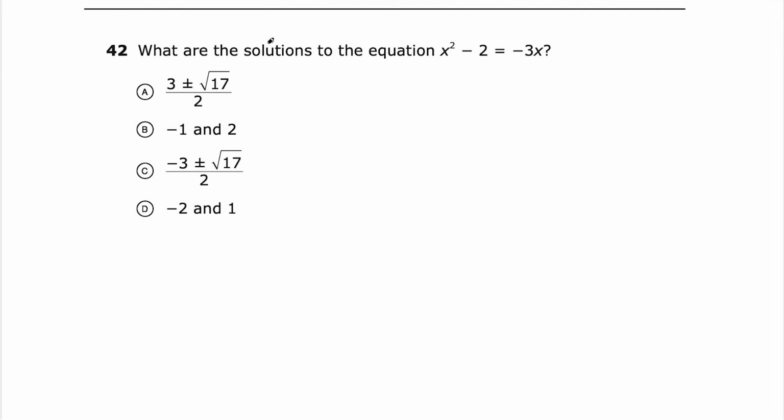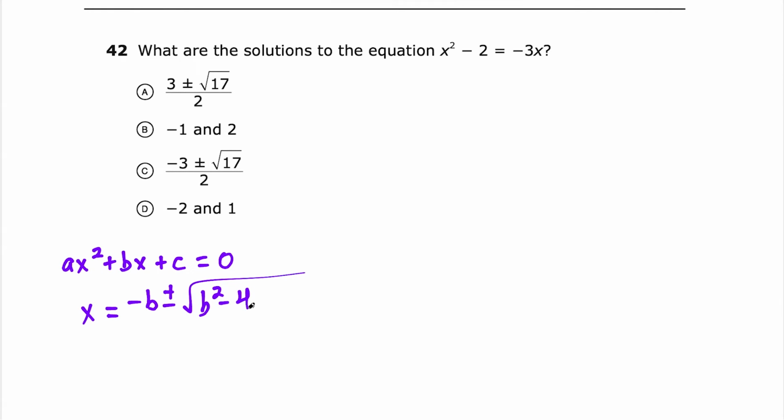Question 42, we want to know what are the solutions to the equation that we have here, and this is a quadratic equation. So just know anytime you have a quadratic equation in the form of ax squared plus bx plus c is equal to 0, the solutions here we could find by using the quadratic formula. We have x equals -b plus or minus the square root of b squared minus 4ac all over 2a.